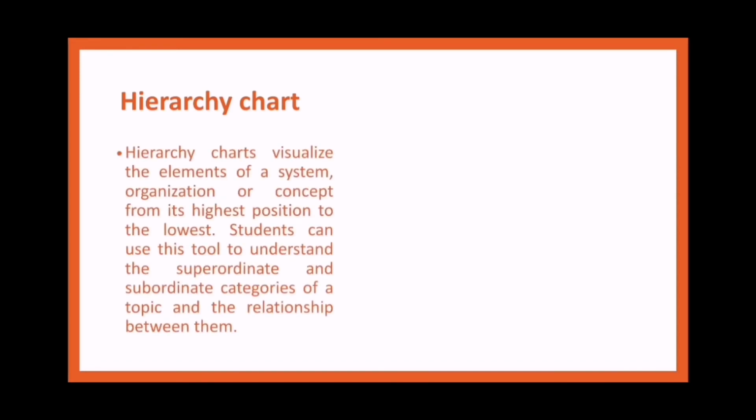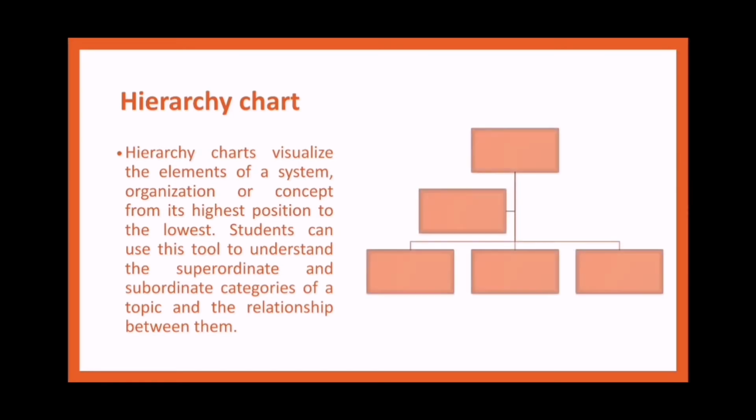And lastly, I use the hierarchy chart. These hierarchy charts help visualize the elements of a system, organization, or concept from its highest position to the lowest. So this is an example of a hierarchy chart. We can use it to show the important information and then the supporting details down to the least important information, such as examples or whatever it is that we are looking for. So those are the 5 types of graphic organizers that I usually use in teaching reading.